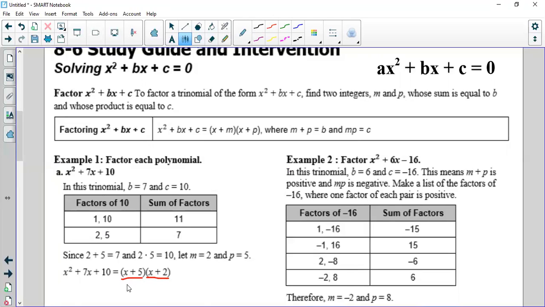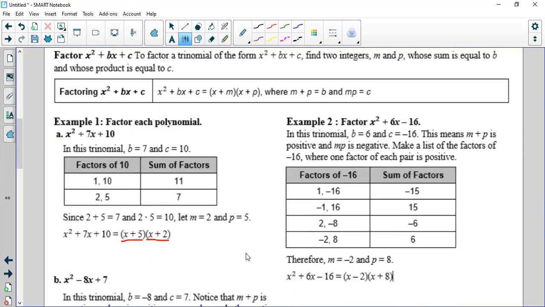You could write it the other way around. You could write x plus 2 and then x plus 5. The order of the binomials doesn't matter as long as your numbers are in the right places. Sound confusing? All right, we'll move on.